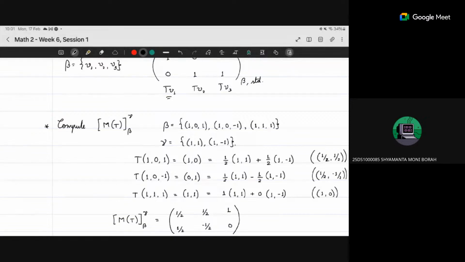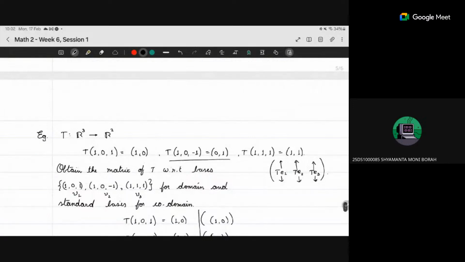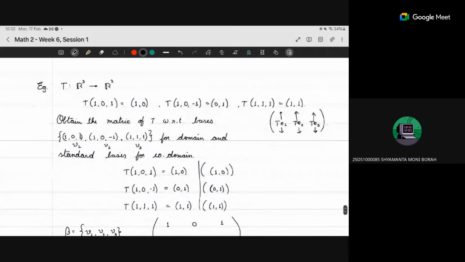So T of (1, 0, 1) you have taken the image as (1, 0), right? And T of (1, 0, minus 1) is (0, 1), as specified over here. This example concerns this transformation itself. I am constructing the matrix of this transformation with respect to different bases. The transformation is fixed.